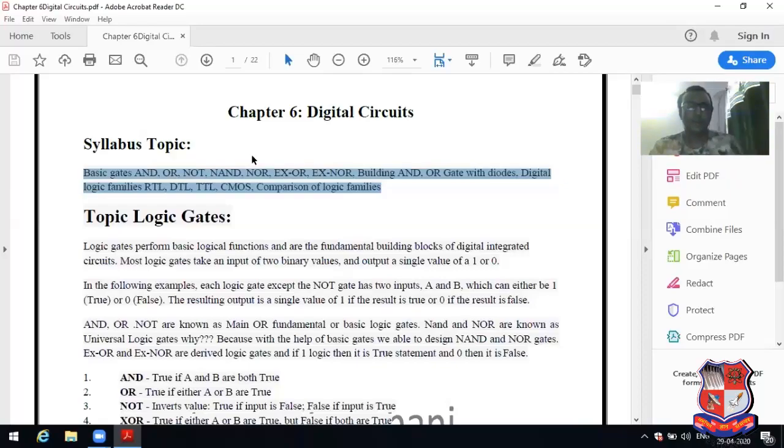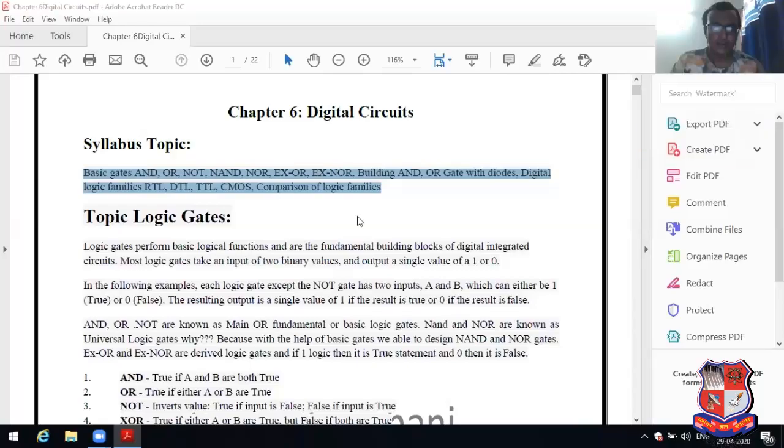So we will concentrate first of all on the meaning of digital logic family, the meaning of fundamental logic gates, and then we will switch over to the meaning of logic family. Let us start with the basic principle of gates. What is the meaning of logic gate?